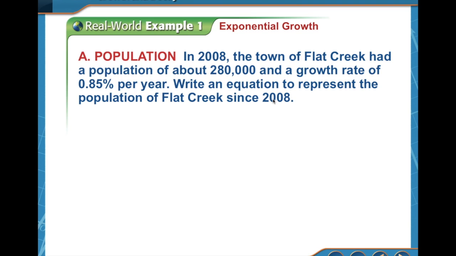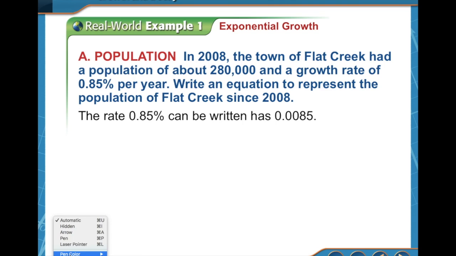So since 2008 is important. We have our percent here. That is also important. And our initial population is also very important. So let's think about what pieces are here. We have our percent per year, and this is our growth rate. So this is going to be R in our equation. We have a population initially at 280,000. So that's going to be our initial amount of people.